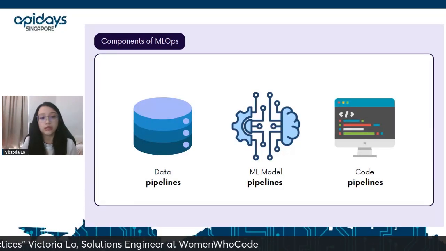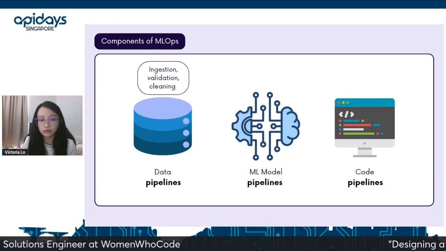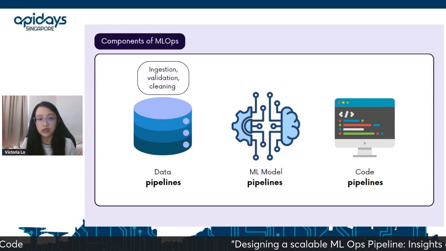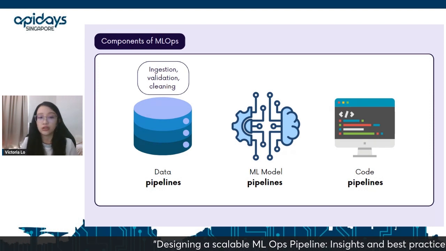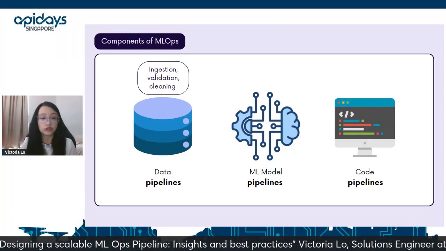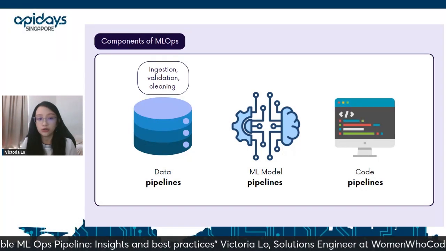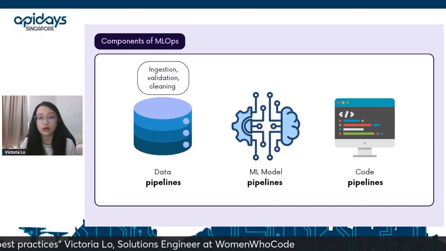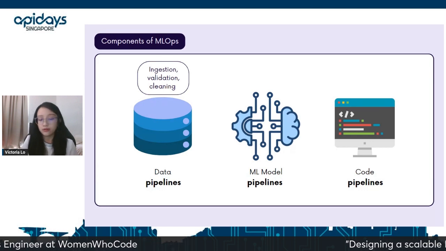So first, we have the data pipelines, which would be in charge of ingestion, validation, as well as cleaning the data. Ingestion of data would mean collecting the data from various sources. Validation would be making sure that data is actually relevant for the model and aligned with the business goals. And cleaning the data would require formatting the data, ensuring that it's prepared for training the model.